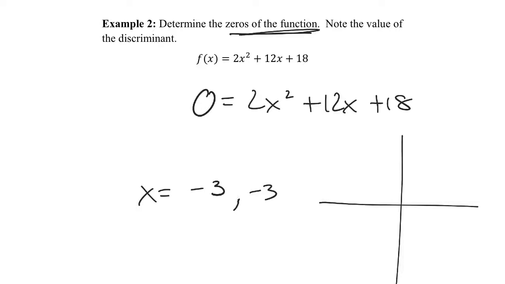I could even go back for a quick second. We have a repeated answer. So there's only actually one x-intercept, and it's at -3. How is that possible? How is that possible to only have one x-intercept?